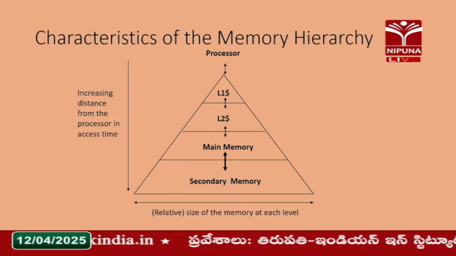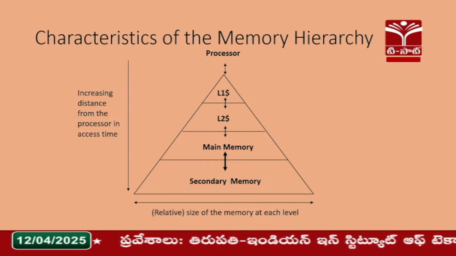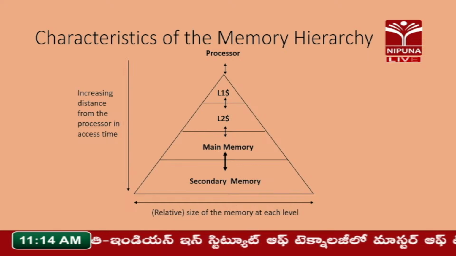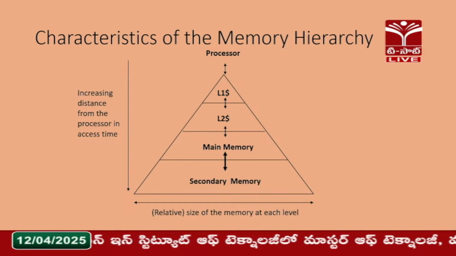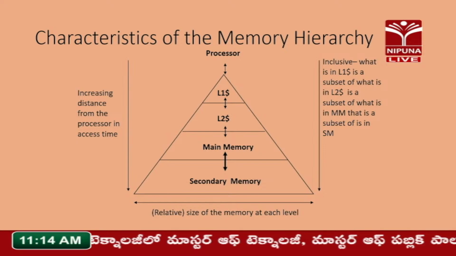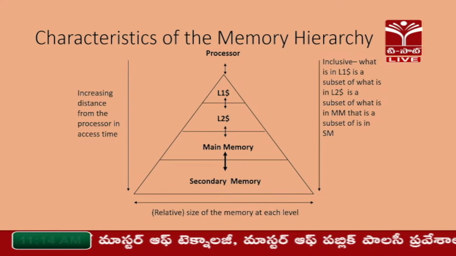The size of the memory, as you can see in the pyramid, the bottom is bigger. You have a large memory pool. As you go closer to the processor, that memory size keeps decreasing. Okay. And in terms of the cache itself, there are some concepts called inclusive and exclusive.